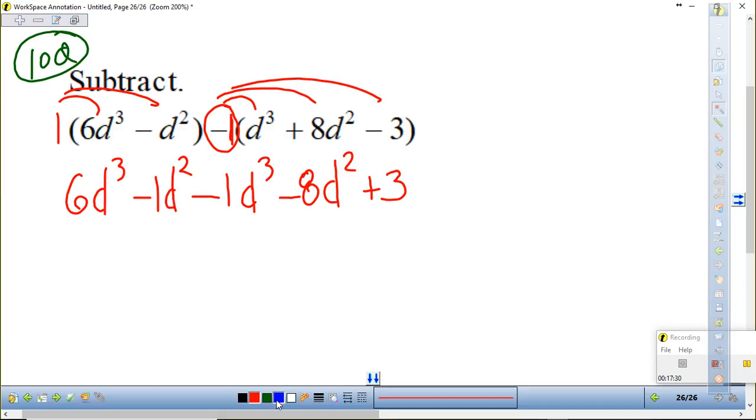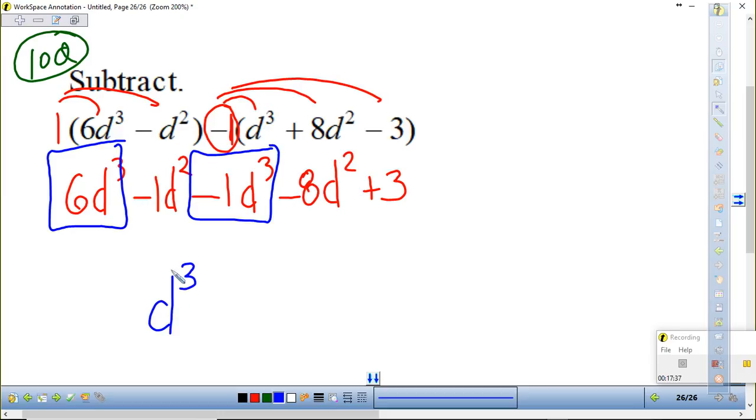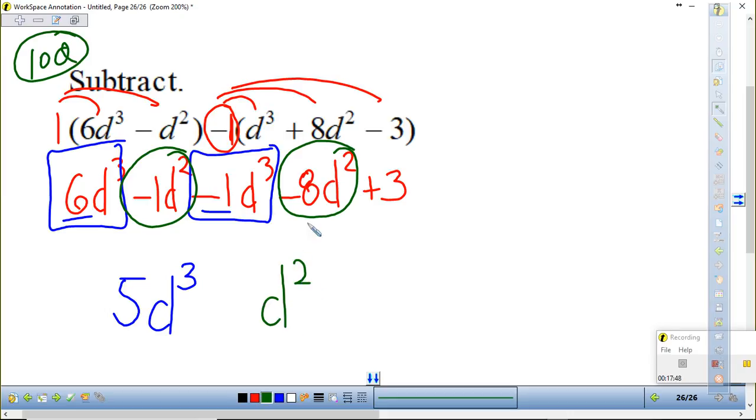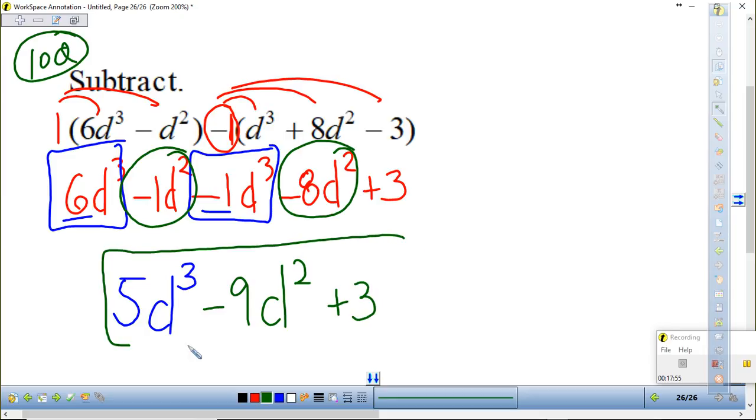All right, let's see what we got. Is there another d cubed? Yes, right here. So I write it here, d cubed. So what is 6 minus 1? 5. All right, next. 1 and negative 1d squared and negative 8d squared. So I write d squared, negative 8 and negative 1, that's negative 9. And then we bring down the plus 3. Can we do anything else? No. Hands up if you got that. Okay, good. All right, let's go to number 11.